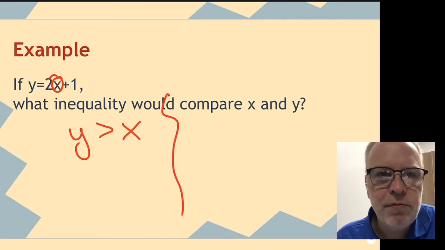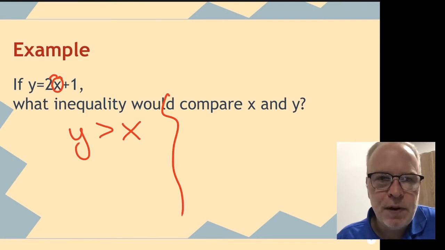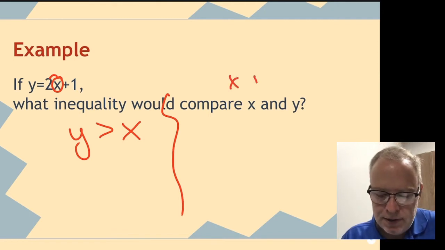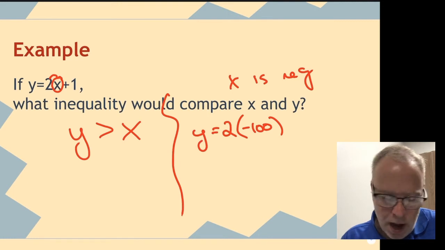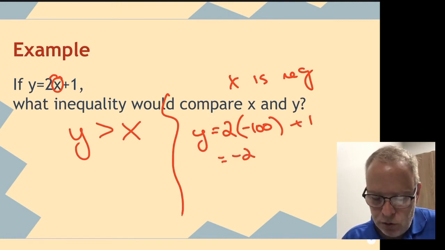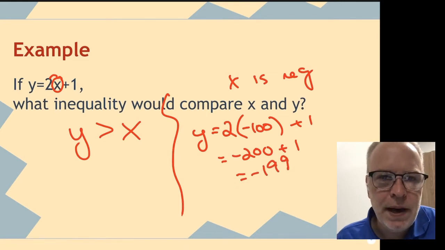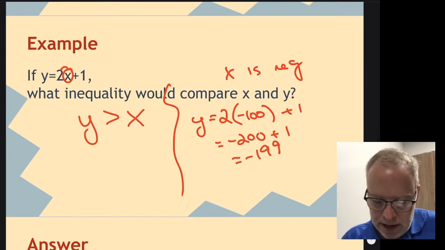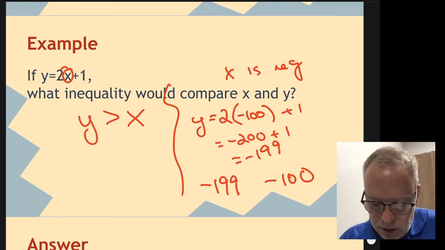Okay, it works if x and y are both positive numbers. If x is a positive number, then yes, y is going to be bigger. But let's see if x is negative, what happens? Let's try plugging a number in. Let's try negative 100 for x. And let's see what y comes out to be. This would be negative 200 plus 1. That's negative 199. Now, how does negative 199 compare to negative 100? Which way will the inequality go? Well, it would go this way.